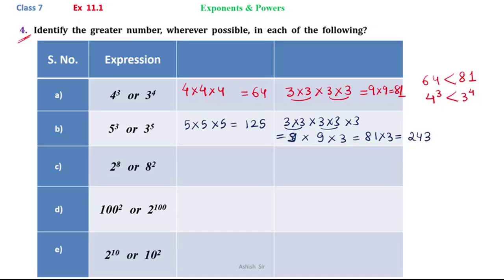And that is 243. So we find that 243 is greater. So therefore 5 to the power 3 is smaller than 3 to the power 5. Again we found that greater is the power, greater is the number.